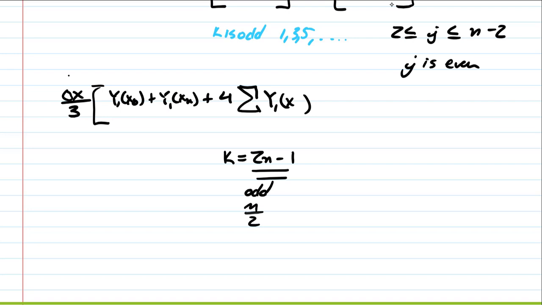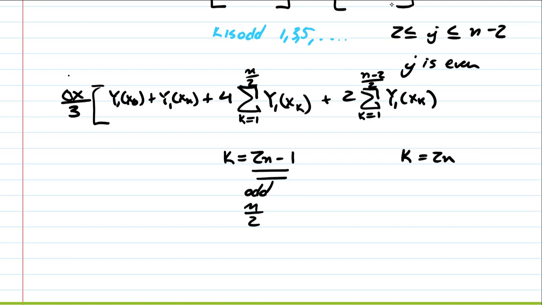So if I write this as k goes from 1, and my x sub k has to be 2k minus 1, I'm going to stop at n over 2, plus 2 times the sum, and this time we're also going to start at k equals 1, and we'll figure out where we're going to stop there. We're going to do the same thing, y sub 1, x sub k, but in this case, k is going to have to be 2k, right? But we want to start at 2, so 1, and we want to stop at n minus 2, so we're going to have to stop at n minus 2 over 2. So it makes it a little more complicated even to write it out that way.